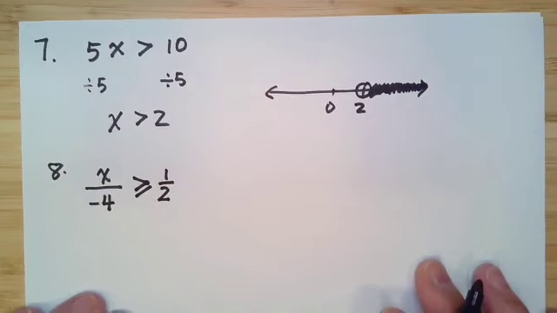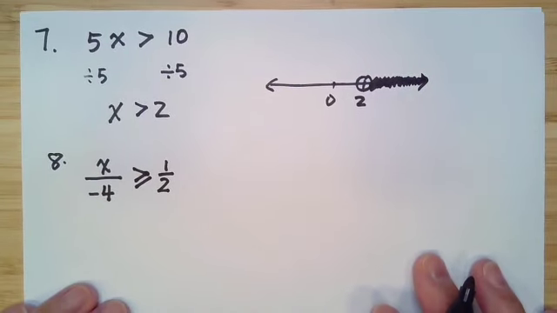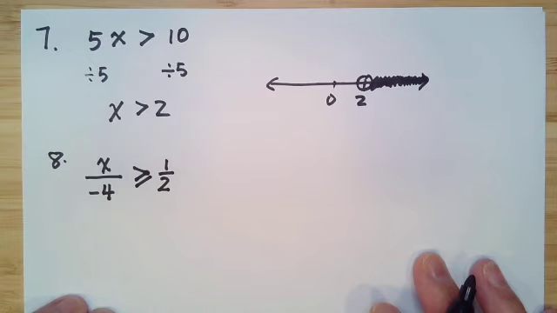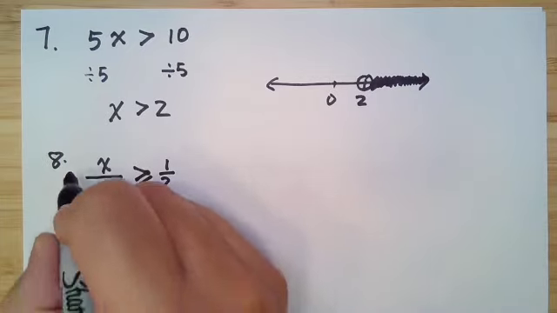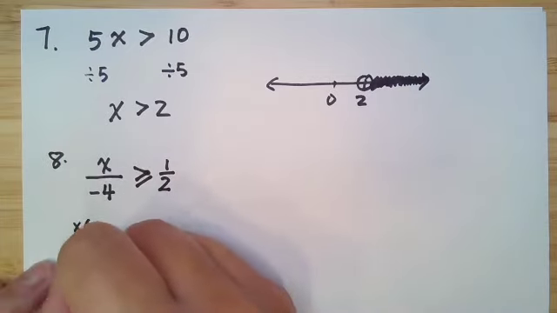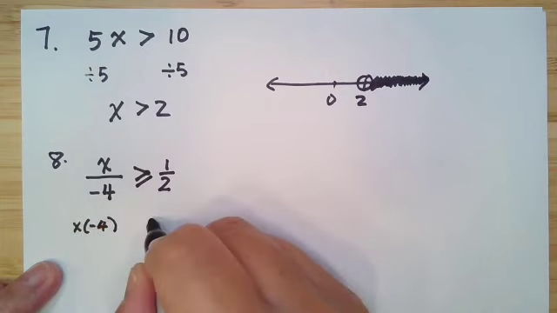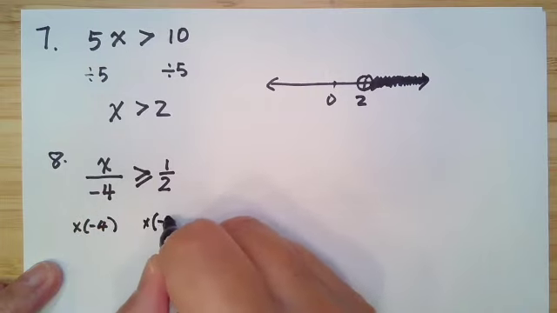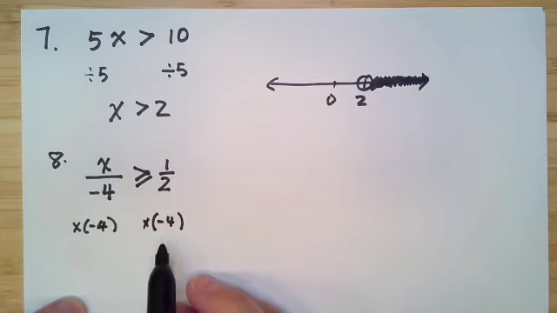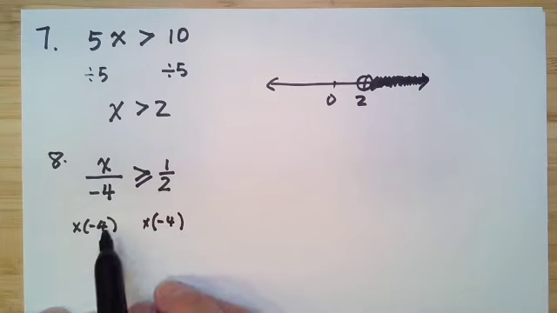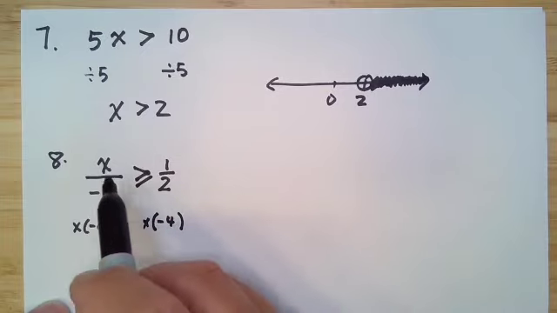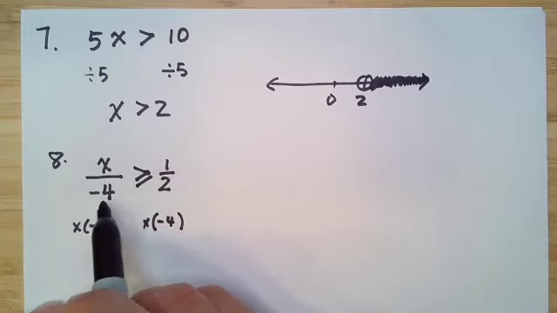Again, you think about how you did that when you had to solve this equation: x over something equals another number. You multiply by that number on both sides, you multiply by this denominator. So you're going to multiply by negative 4 on both sides, and be sensitive to the negative. When you multiply by negative 4, you have to change the direction. So x over negative 4, multiplied by negative 4, gets canceled out.